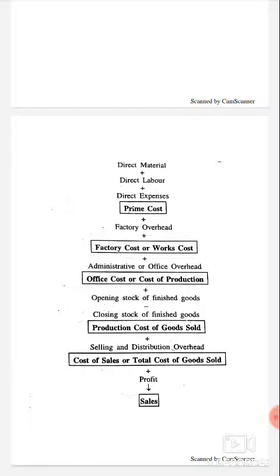For this, we add opening stock of finished goods in cost of production and less or minus closing stock of finished goods. After adding opening stock of finished goods in cost of production and minus closing stock of finished goods, we obtain production cost of goods sold.